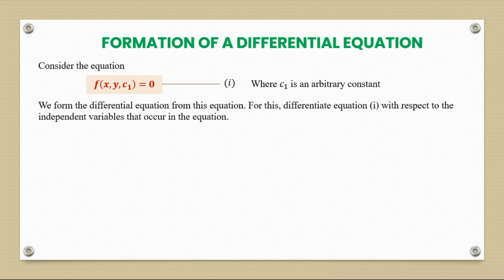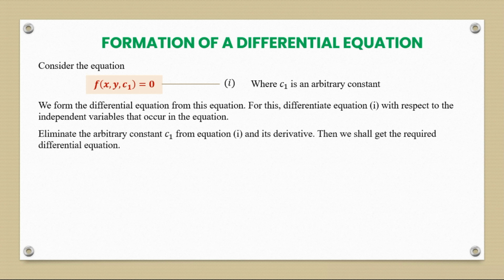So for this, differentiate equation 1 with respect to the independent variables that occur in the equation. When you have one arbitrary constant, we differentiate it, and then we eliminate that arbitrary constant c1 from equation 1 and its derivative. Then we shall get the required differential equation. Now take note that this happens when there is only one arbitrary constant.